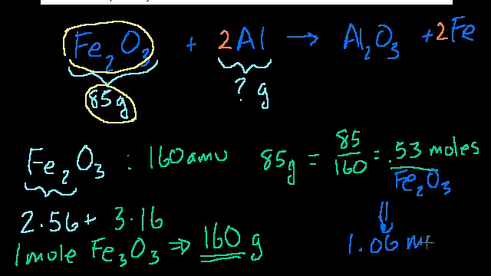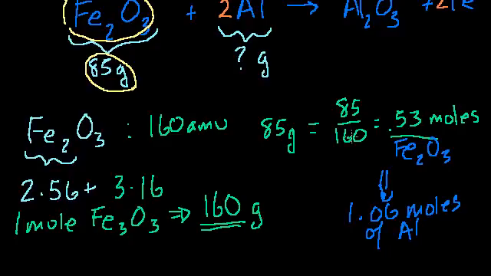So we're going to need 1.06 moles of aluminum, right? I just took 0.53 times 2, because the ratio is 1 to 2. For every molecule of this, we need 2 molecules of that. So for every mole of this, we need 2 moles of this. If we have 0.53 moles, you multiply that by 2, and you have 1.06 moles of aluminum. All right, so we just have to figure out how many grams is a mole of aluminum, and then multiply that times 1.06, and we're done.